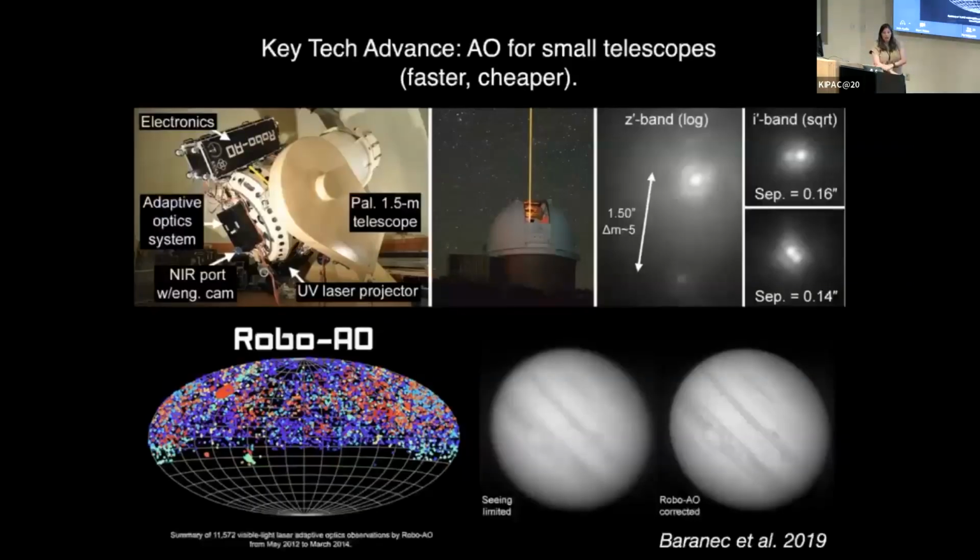There's also AO for small telescopes. To date, almost all AO systems exist on large telescopes, 8 to 10 meters. But there is one exception, RoboAO here, which has been working on 2 and 3 meter class telescopes, or in this case, it was the Palomar 1.5 meter.